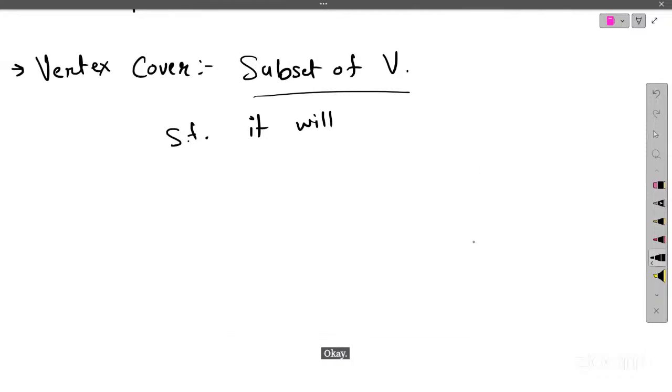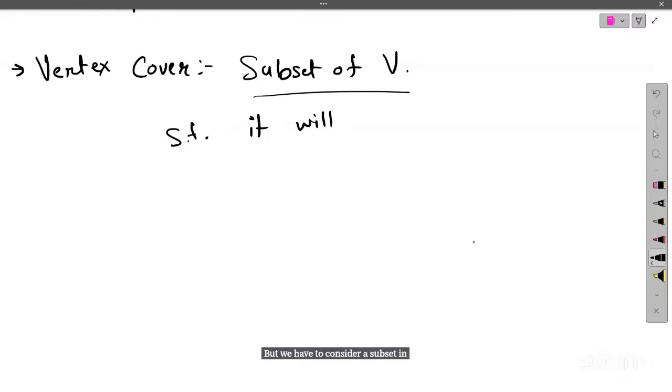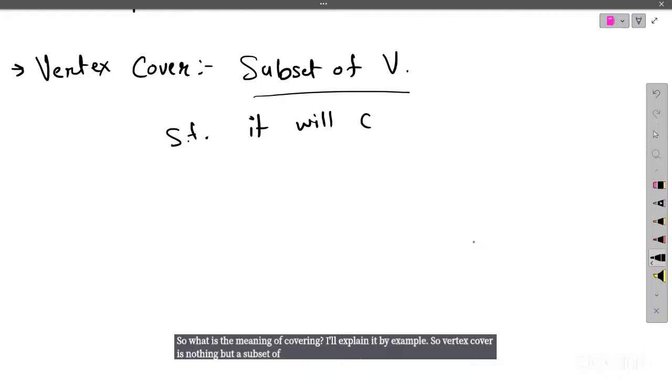So let's start with vertex cover. So what is a vertex cover? It's nothing but a subset of vertices, but we have to consider the subset in such a way that it will cover all the edges of the graph. So what is the meaning of covering? I'll explain it by example. A vertex cover is nothing but a subset of V in such a way that it will cover all the edges.